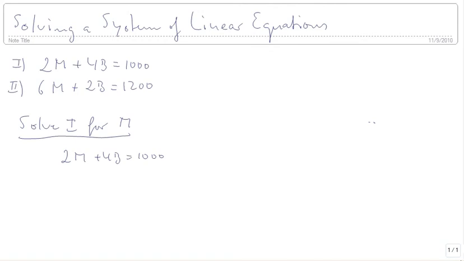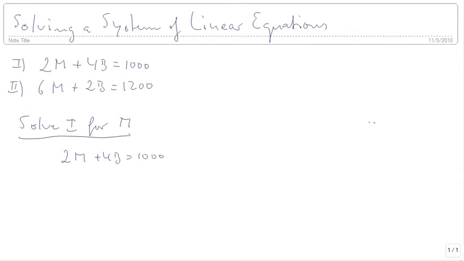So I want to show you how to solve a set of linear equations, two equations with two unknowns. So let's say we have the two equations 2m plus 4b equal 1000 and 6m plus 2b equal 1200. We label those equations 1 and 2. And to find the point of intersection of these two lines is very simple.